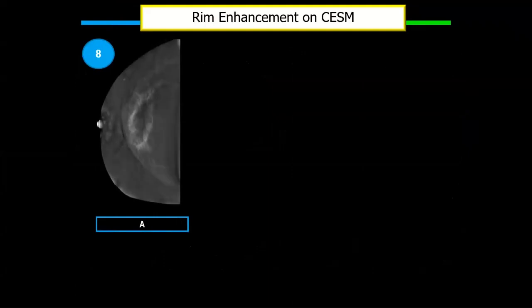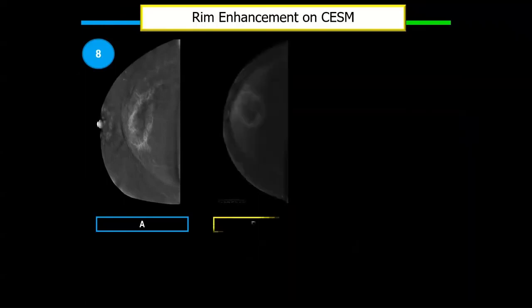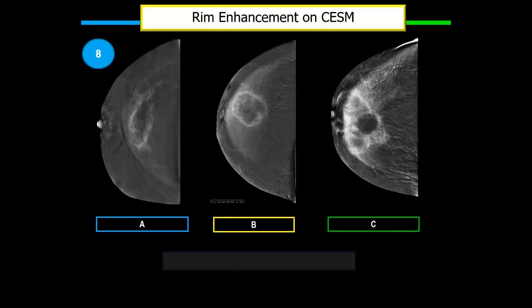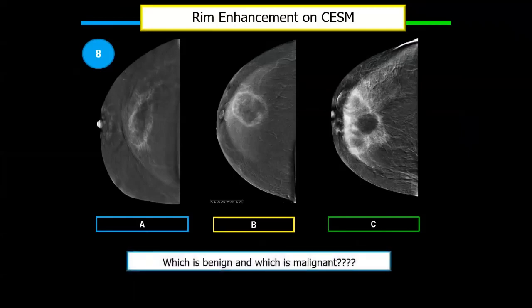Case number 8 is actually 3 different cases. On the recombined images, they show a rim enhancement pattern. And the question here is which of these lesions is benign and which is malignant?